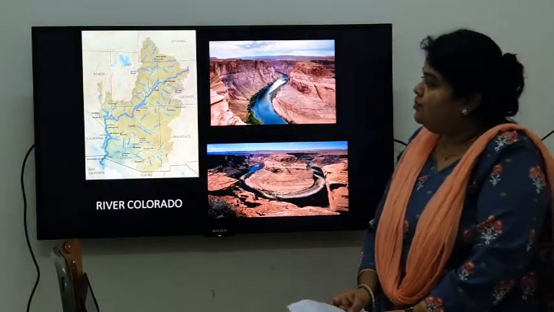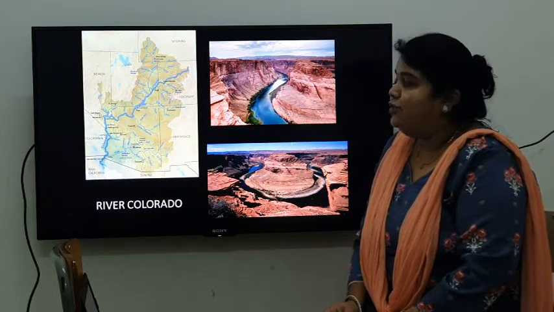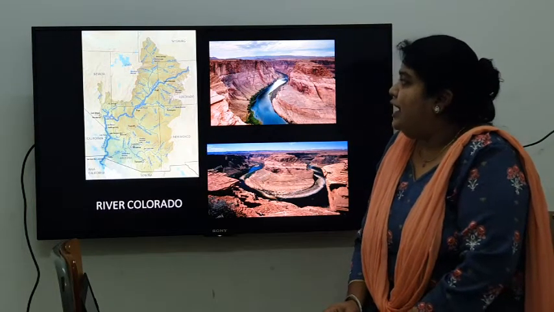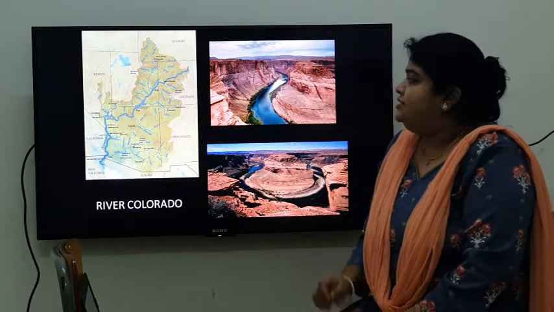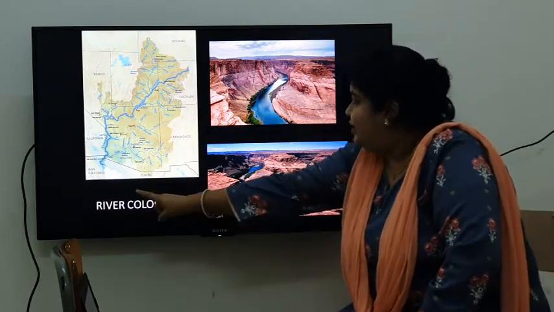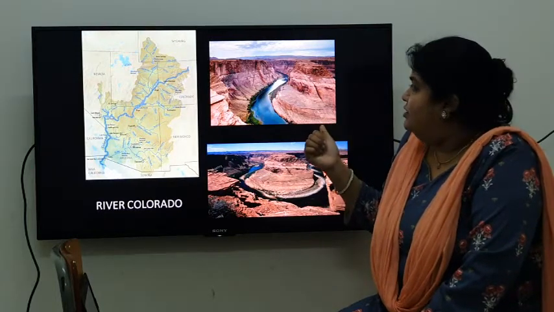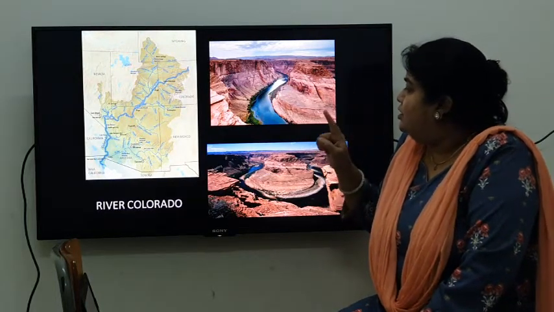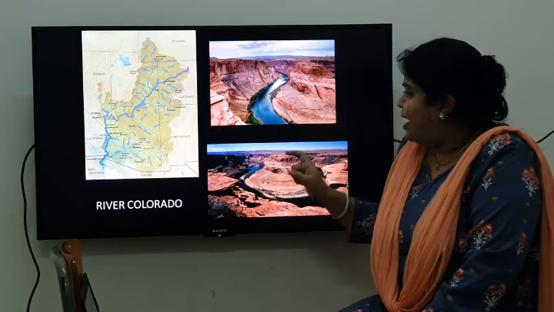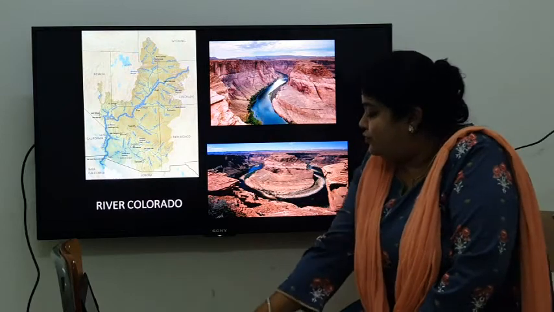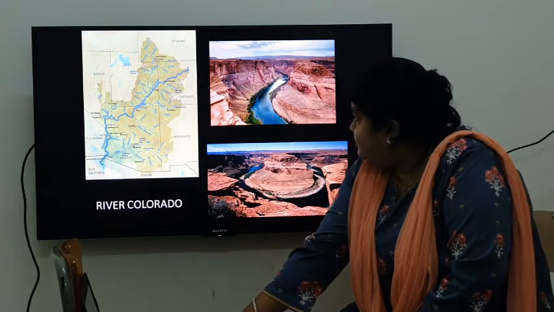Then we have River Colorado. River Colorado originates in western Cordilleras in the Rocky Mountain ranges, and it moves southwards. Its mouth is at Gulf of California, and it carves out a beautiful Grand Canyon through the Great Colorado Plateau. So this is the image of the Grand Canyon.